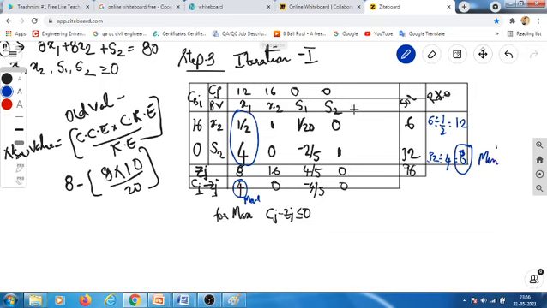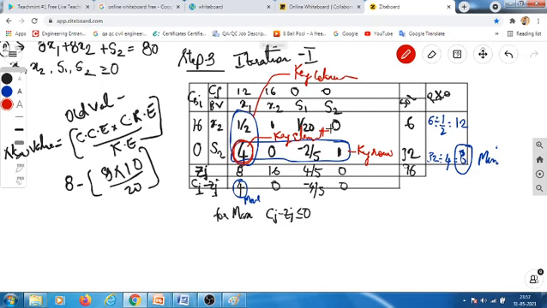This minimum value becomes the key row. And this is the key column. The intersection, this 4, is nothing but our key element.